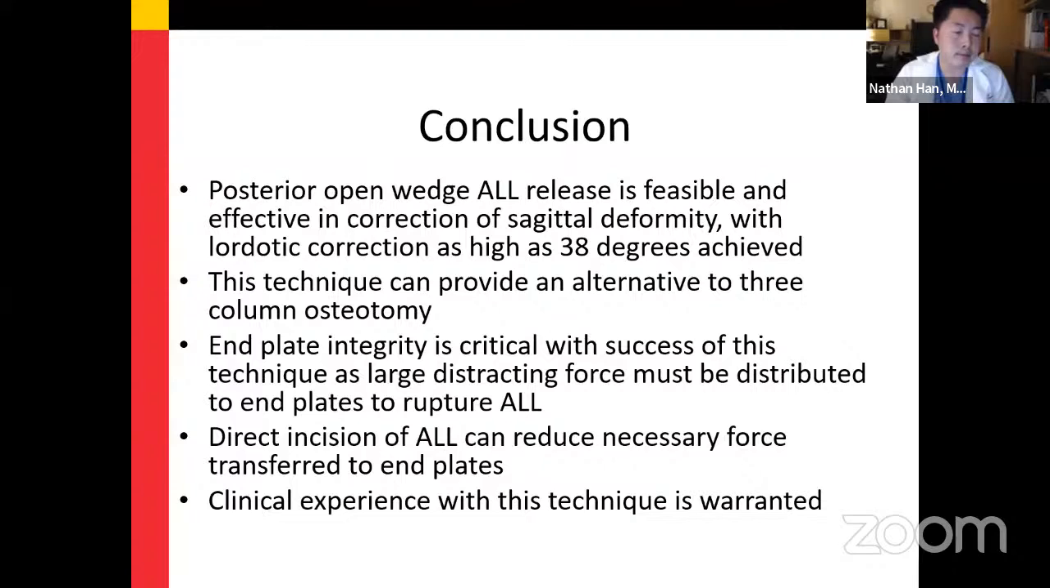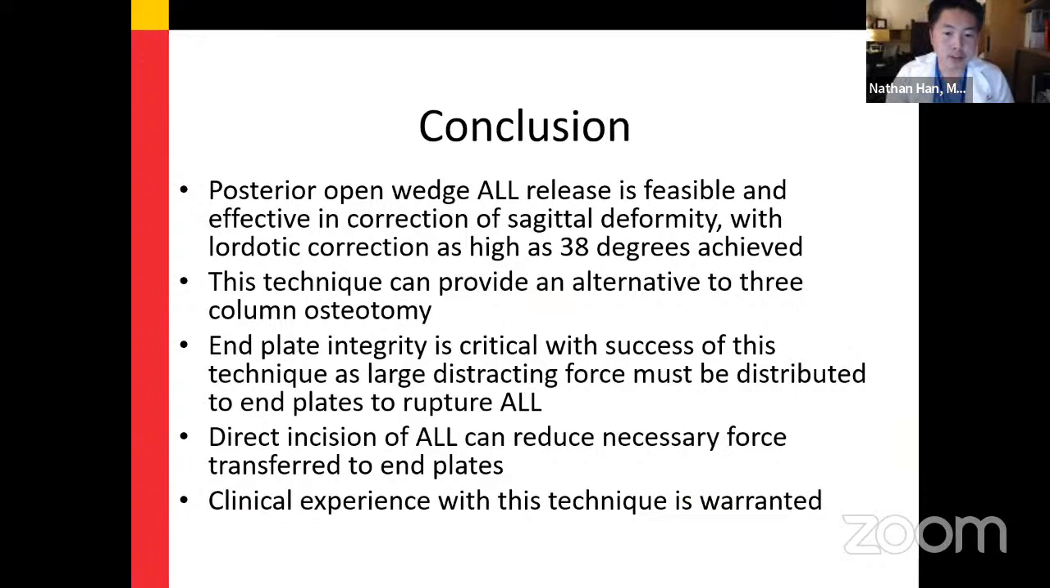And in this case, they emphasize that the end plate integrity is critical to the success of this technique, as you have to put a large distracting force in order to disrupt or rupture the ALL. And in cases where too much force is needed, they recommend doing a direct incision of the ALL, protecting the ALL with a blunt instrument to allow reduction of the necessary force transfer to those end plates. And they recommended that clinical experience with this technique is warranted.